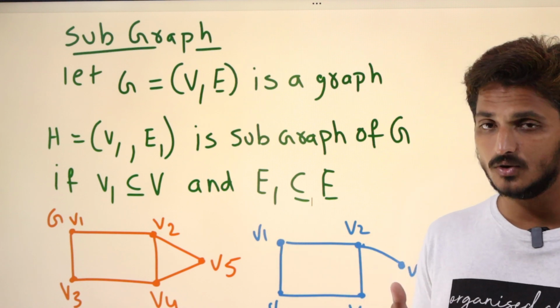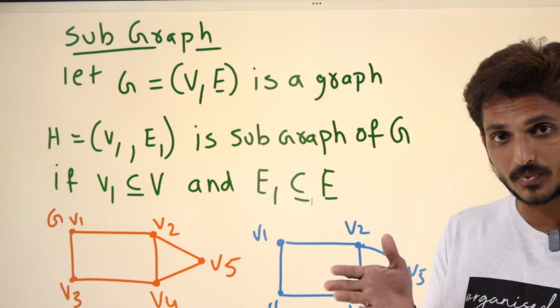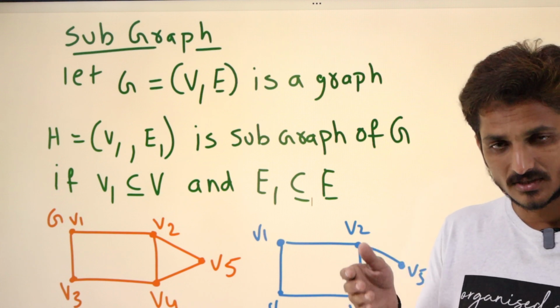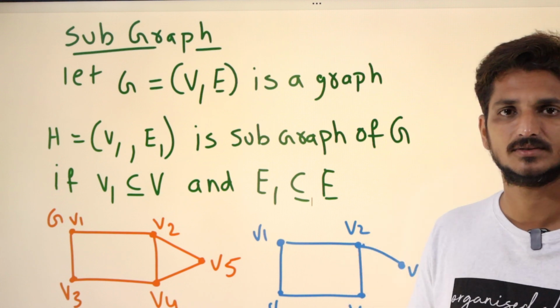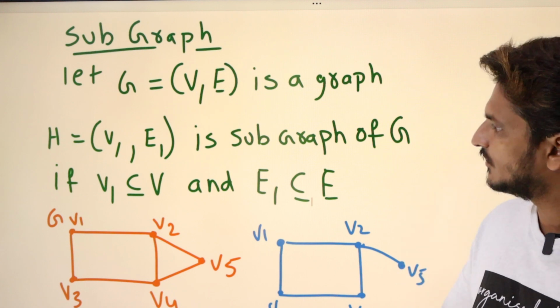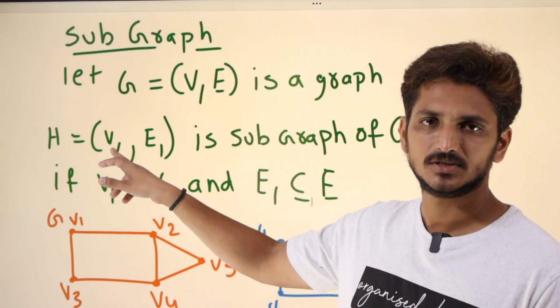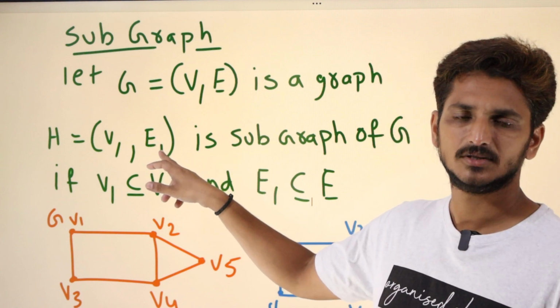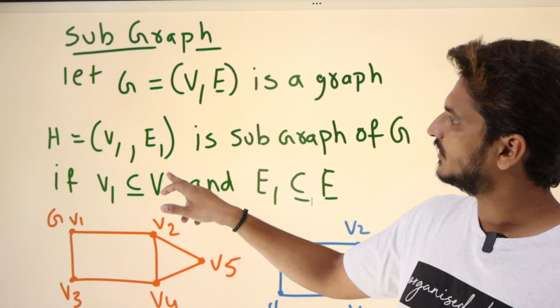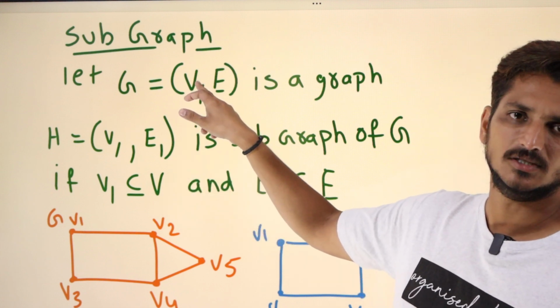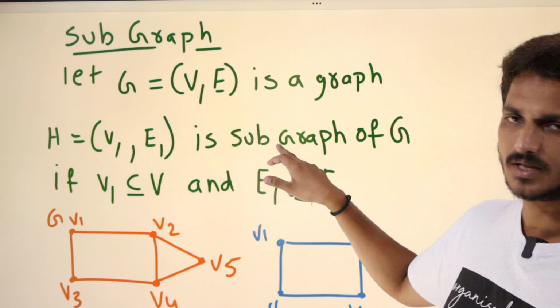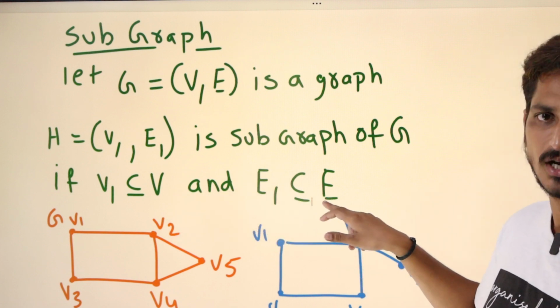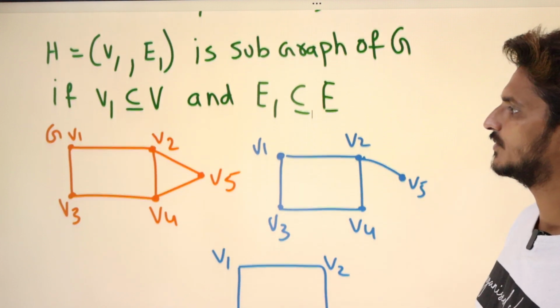Hoping that you already know the concept of subset and proper subset. These basics were discussed in the beginning classes of this playlist. V1 means the set of vertices in H, the subgraph. E1 means the set of edges in H. V1 is a subset of V, where V means the set of vertices in G. H is a subgraph if it satisfies this condition. With an example, you are going to understand it better.